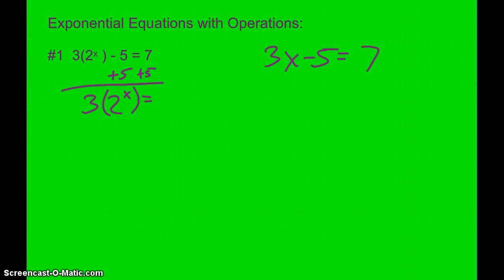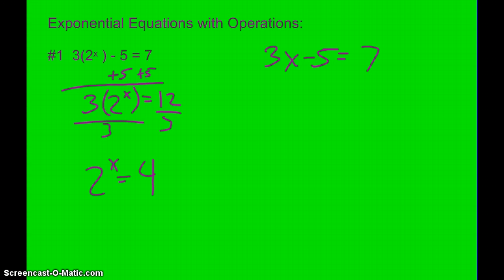Now, for whatever reason, when I've taught this in the past, students have struggled with the order of operations here. We treat this just like 3x minus 5 equals 7. I need to solve for x. If I do that, all of you would add 5 first. We do the same thing here. We add 5 first. For whatever reason, in previous classes, people wanted to divide by 3 first. I don't know why, but that's a common mistake. So that gives 3 times 2 to the x equals 12. Divide by 3. 2 to the x equals 4.